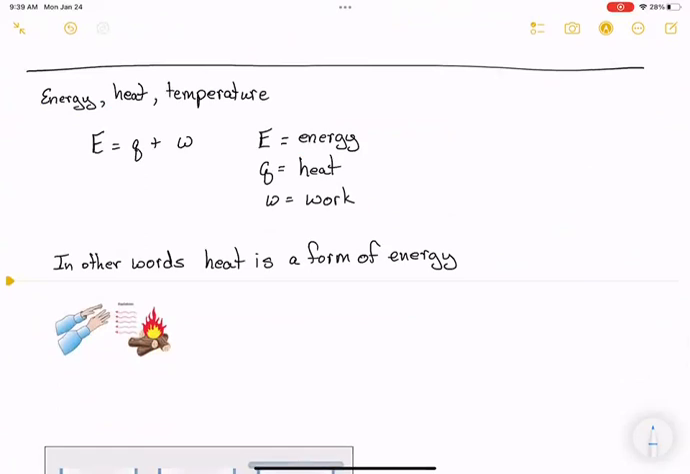Okay, let's move out of density and get into heat, temperature, and energy for the last few minutes of today. We're going to start with energy. The equation for energy is that energy is equal to the heat plus the work, where heat is represented with a Q and work a W. In other words, heat is simply a form of energy. That's all it is. It's a form of energy.